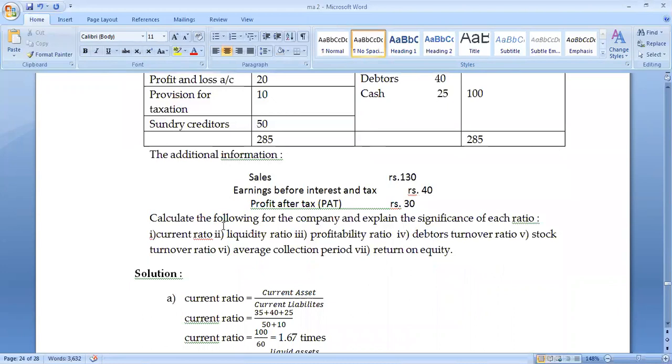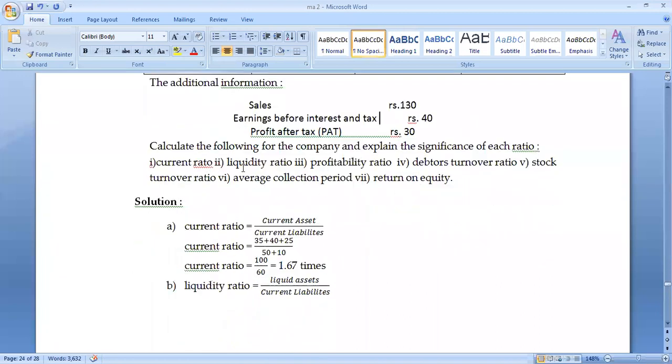So what is the requirement to be found out? Calculate the following for a company and explain the significance of each ratio. So you need to explain the importance of each. They have asked you to find out the current ratio, liquidity ratio, profitability ratio, and debtors turnover ratio, which we have computed. We have also found the stock turnover ratio and average collection period. The new concept that arises here is return on equity. We will also learn how to compute this return on equity.